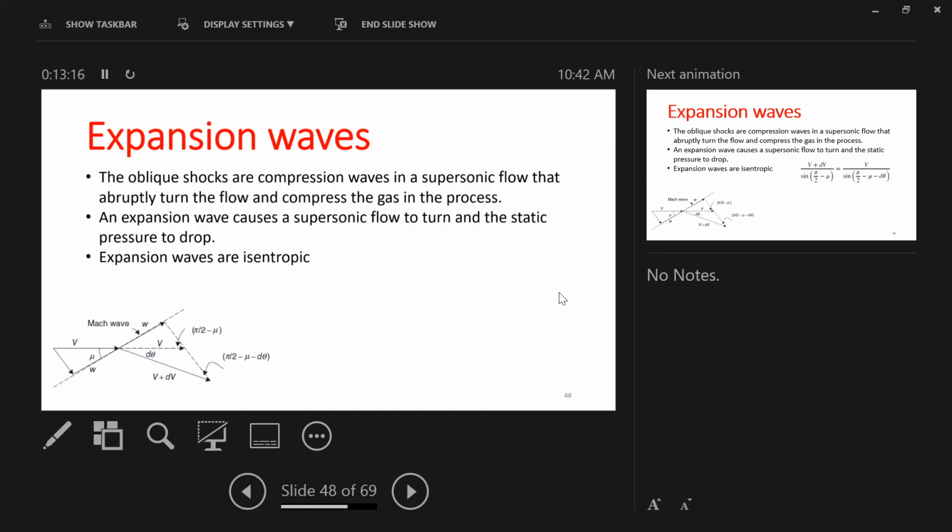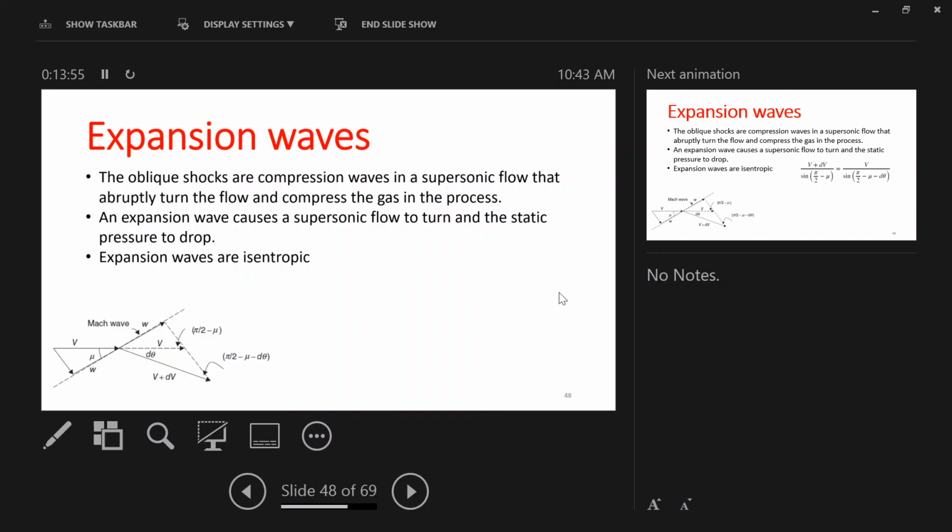And this is a visualization of just one layer of an expansion wave, right? So the flow comes in, like an oblique shock wave, it turns, and then the velocity changes. Here the velocity increases in this case, right? And this is the turn angle, the effective theta, right? So the goal here is to somehow relate these turn angles, and this mu is the Mach angle. This is the familiar Mach angle, right?